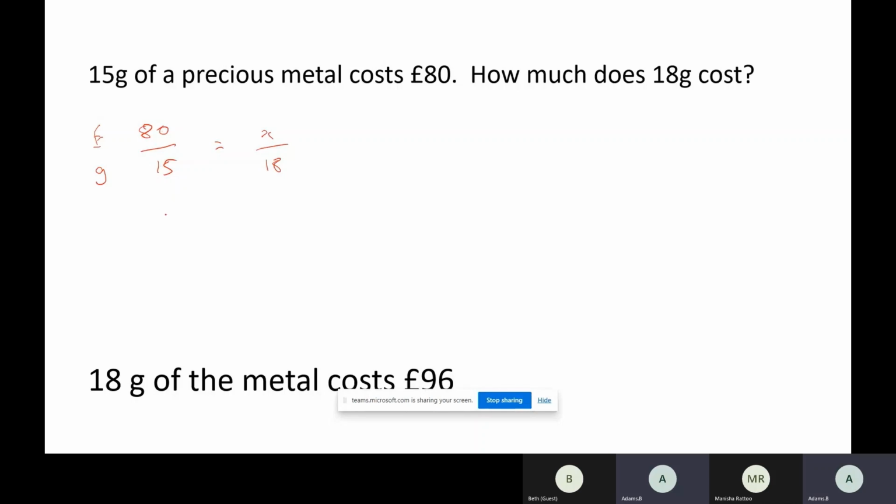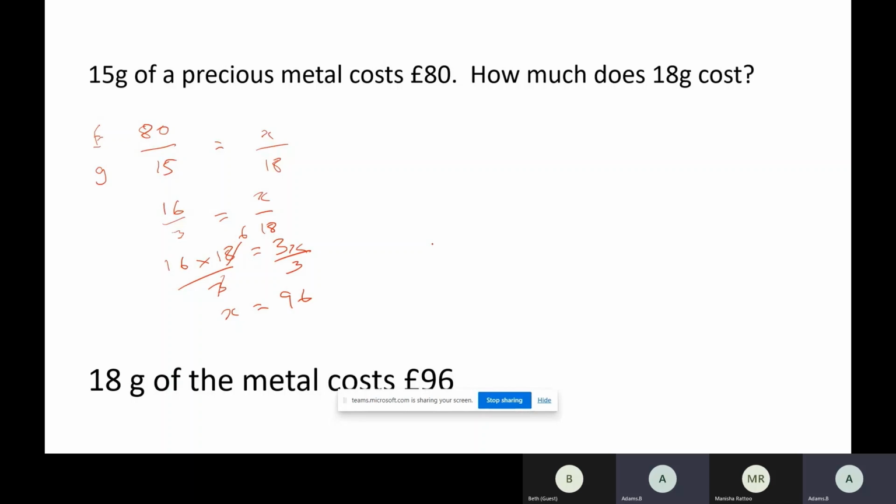So 15, we go, 5 goes into 80 16 times, is that right? 5 goes into 80, yeah, 16 times over 3 is equal to x over 18. So 16 times 18 is equal to 3x over 3 over 3. So 6 times 16, 32, 96. So yeah, x equals 96, and we've got that there.